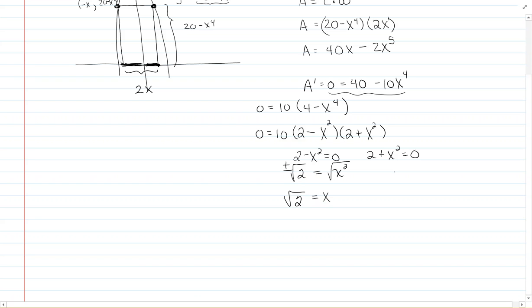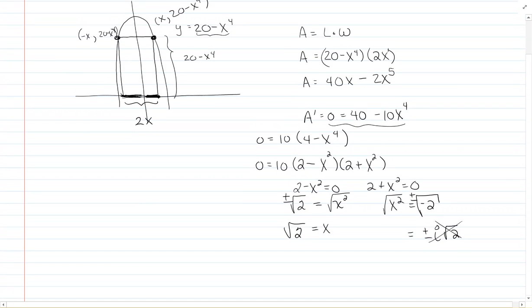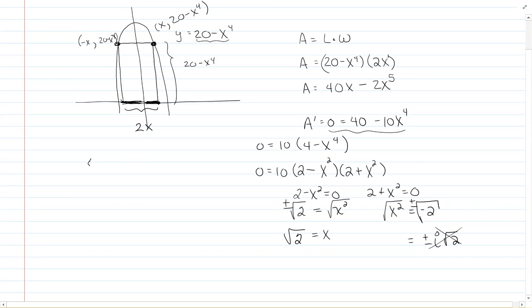Okay. On the other side, if I solve for x squared equals negative 2, and then hit it with a square root, you now have a negative under the radical, which means it's an imaginary number. And we're not doing imaginary things. So for right now, I know one of my critical points is at square root 2. That's this distance here. Like from here to here is square root 2. All right. So I want to see, is this going to give me a maximum area or a minimum area?